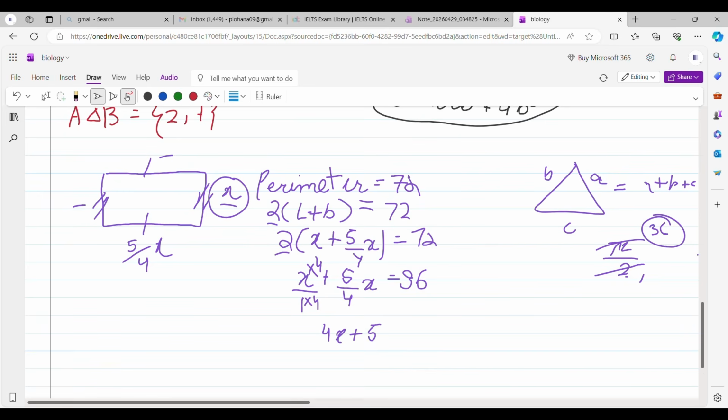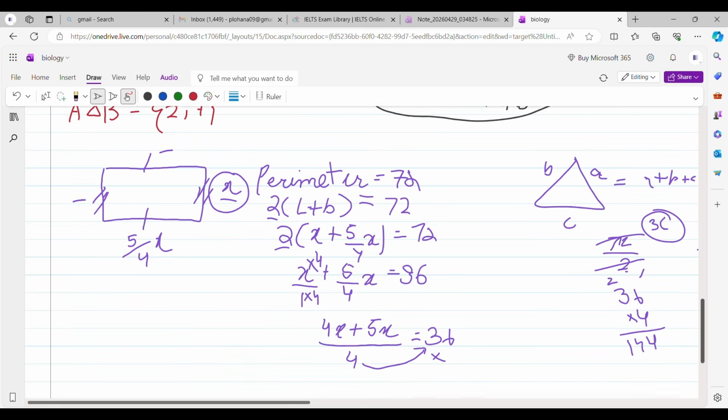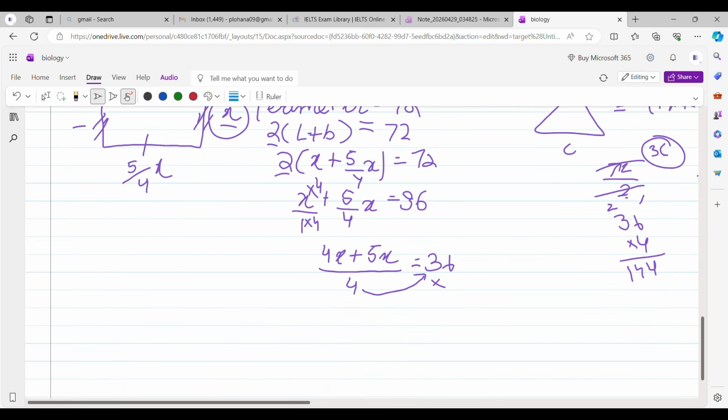You had 5x here, and now your denominator is the same, so 4 is equal to 36. Your 4 is dividing here, and when it moves over here, it will be multiplied. So basically 36 multiplied by 4. 4 sixes are 24, and 4 threes are 12, 12 plus 2 is 14, so we have got 144 here.